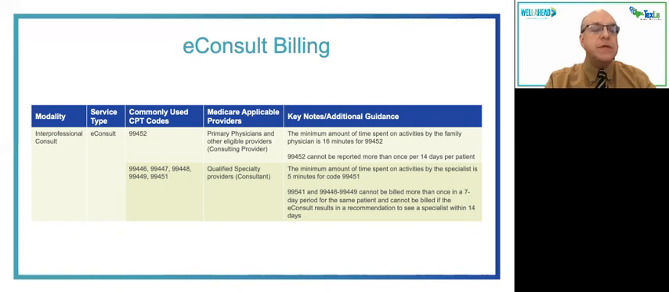So to go through this in more detail, on the primary care end of this, a 99452 is what a primary care provider would bill for if they have 16 minutes of time that they spent in organizing all the information and then getting that to the consultant. The 99452 cannot be reported more than once in a 14-day period for a patient. So you need to keep that in mind.